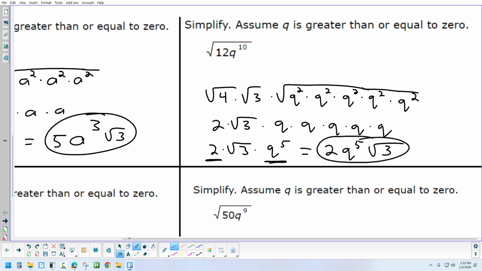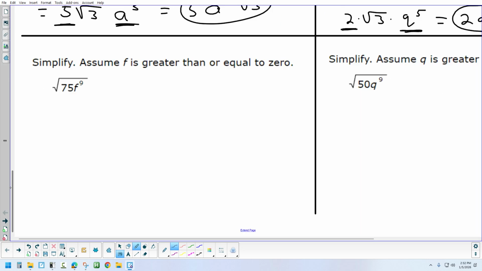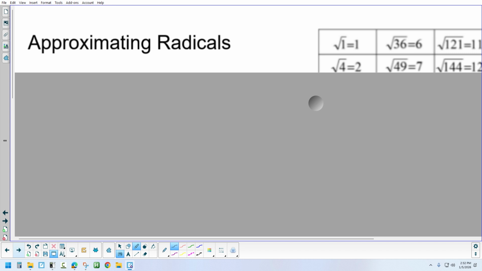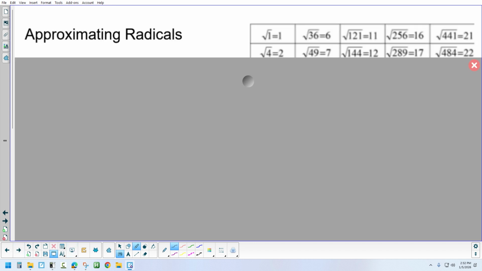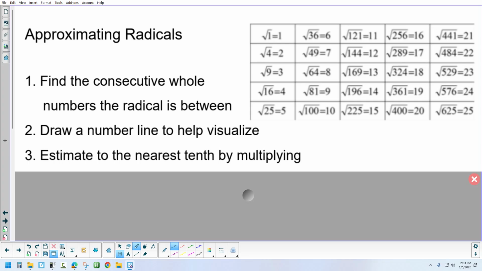The other two are pretty similar, so let's do one that's a little different. Okay, let's try the one where it's approximating radicals. So to approximate a radical, this chart is going to help us out quite a bit. The goal is to first figure out, using this chart, what two numbers it is between.